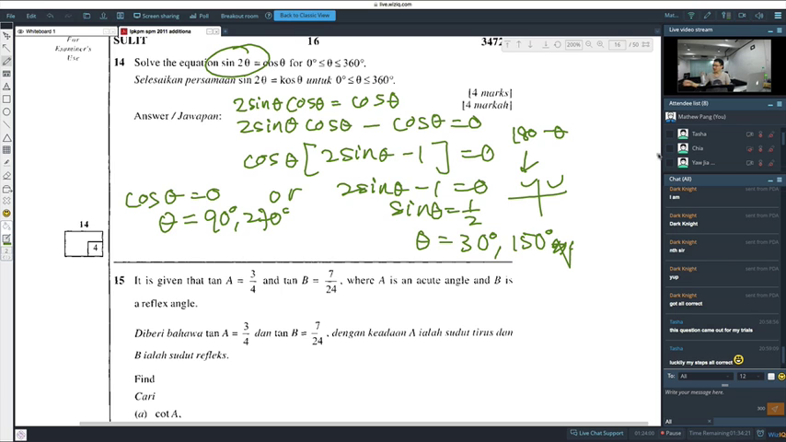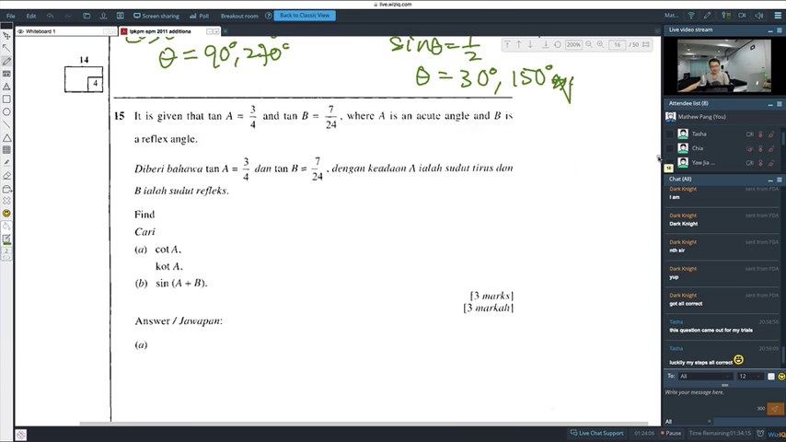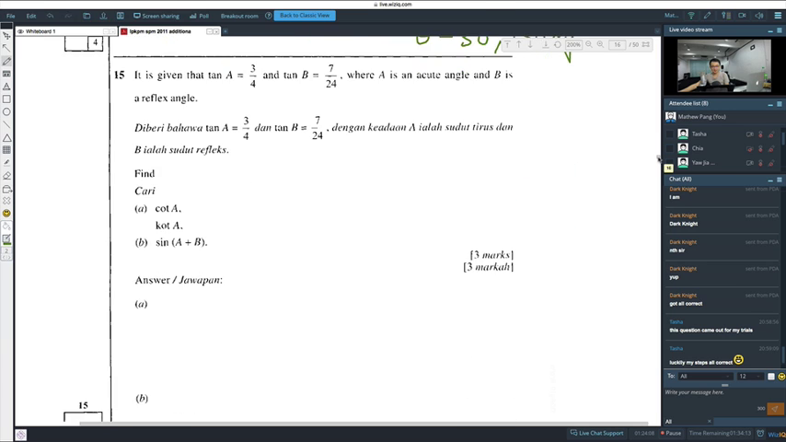Yeah, this one should be quite easy for a trigo question. So let's move on. 15. Whenever you see a trigo question, it gives you the fraction, and the question also tells you what's an acute angle and a reflex angle. You know, for this kind of question, you have to draw out the triangle.